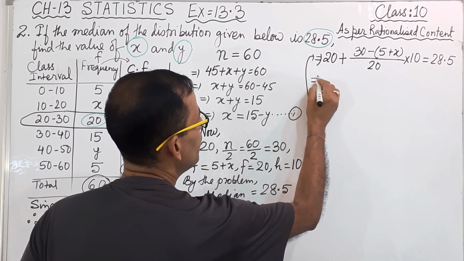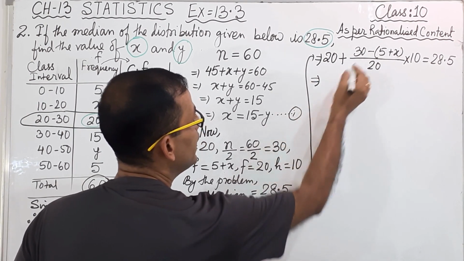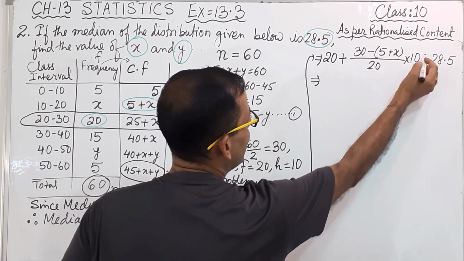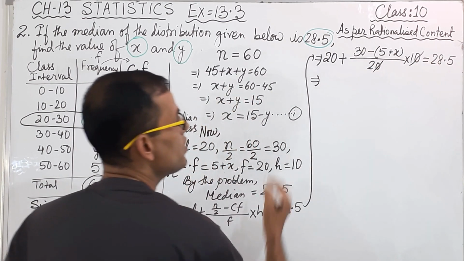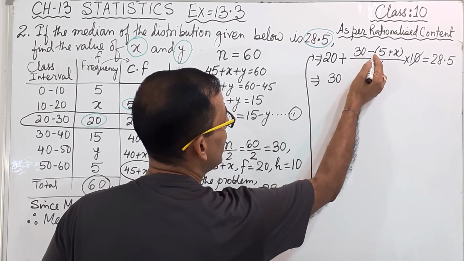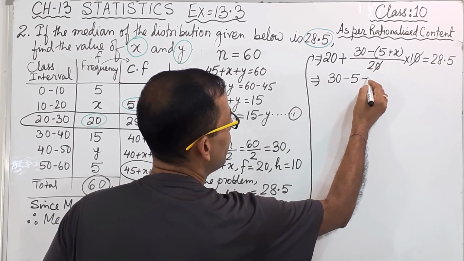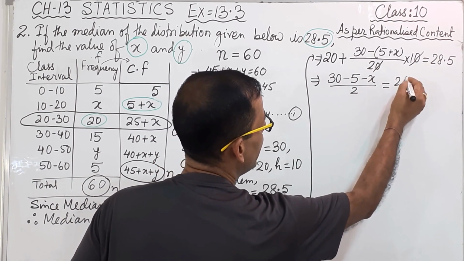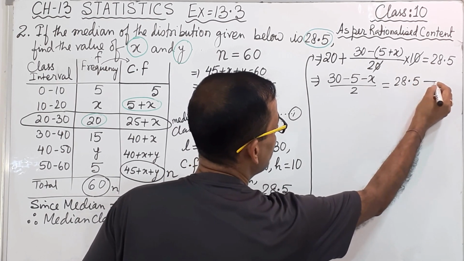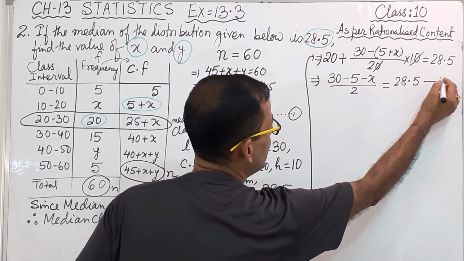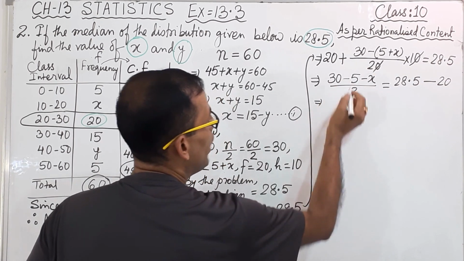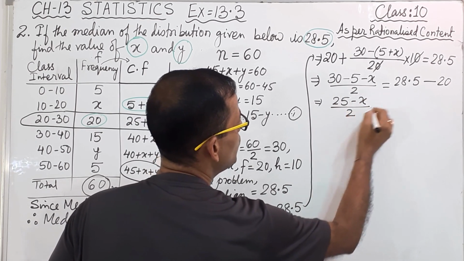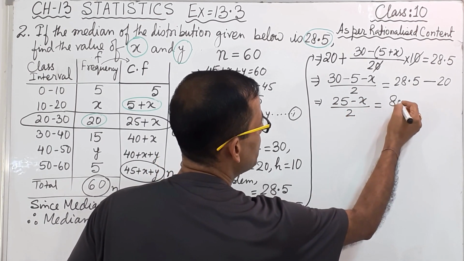After this, what will I do? I will not write this 20, I will take this one. But before taking this one, see 20 and this is 10. I can cut this 0, 0. So what is left? 30. Now if I open the bracket, minus 5 minus x by 2 equal to 28.5, and minus this plus 20 goes that side, so minus 20. So now after that, 30 minus 5 is 25 minus x by 2 equal to, if you subtract, 8.5.